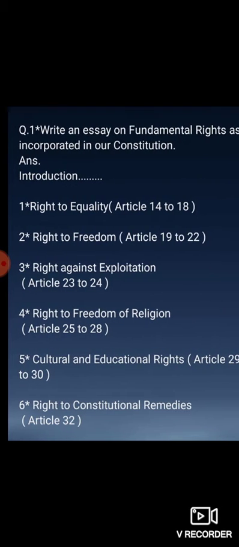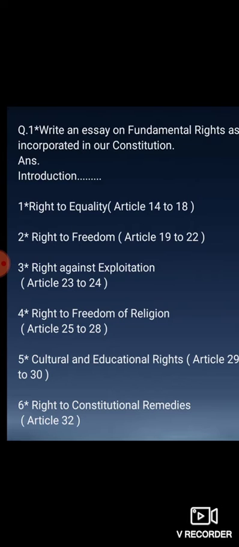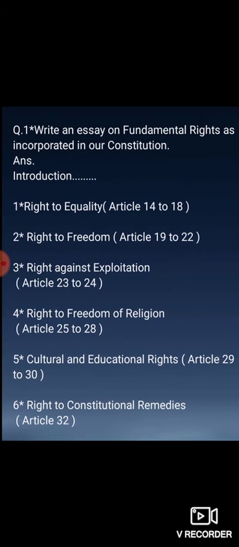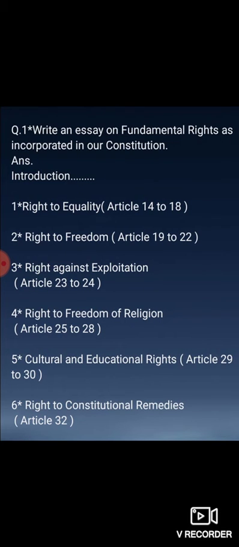Article 30 provides that all minorities, whether based on religion or language, shall have the right to establish and administer educational institutions of their choice. And today's last category of this question is right to constitutional remedies. Article 32 guarantees the right to move the Supreme Court by appropriate proceedings for the enforcement of the rights conferred by Part Third of the Constitution.